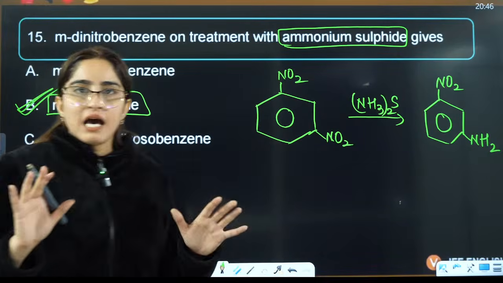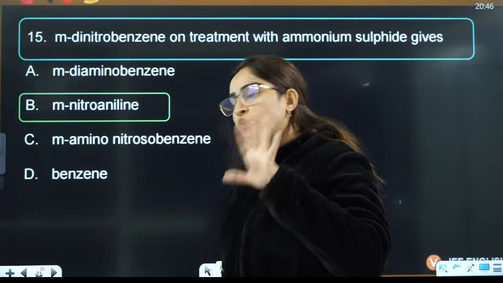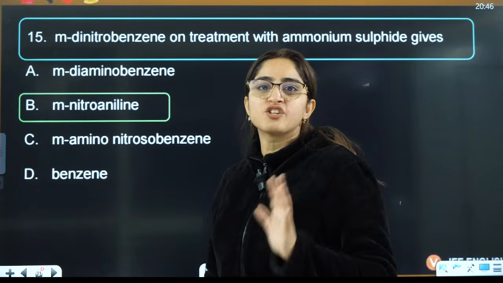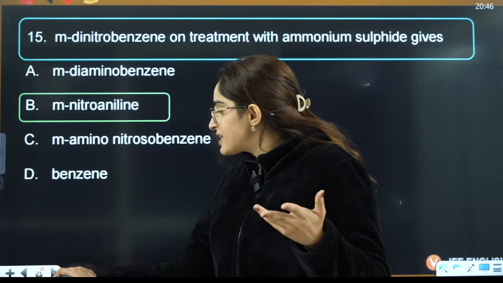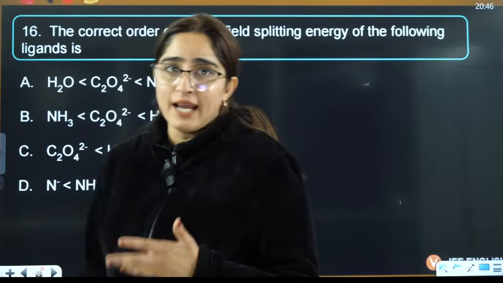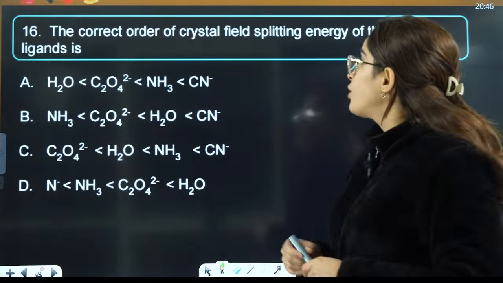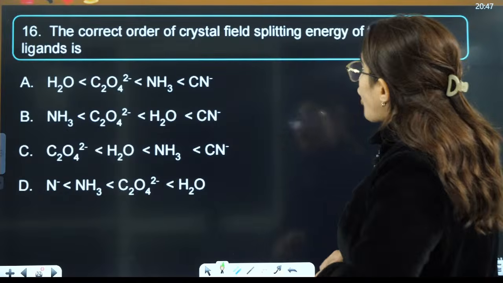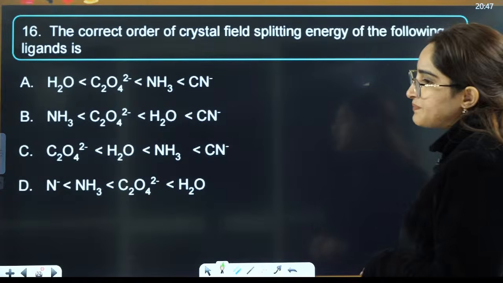See, questions are easy only. Questions are not difficult here. You will only find those questions difficult which are not in the JEE syllabus, that you have never solved. Polymers, environmental, even an easy question will feel difficult from those, because you have never studied those chapters, right? So, the correct order of crystal field splitting energy of the following ligands is what, right?